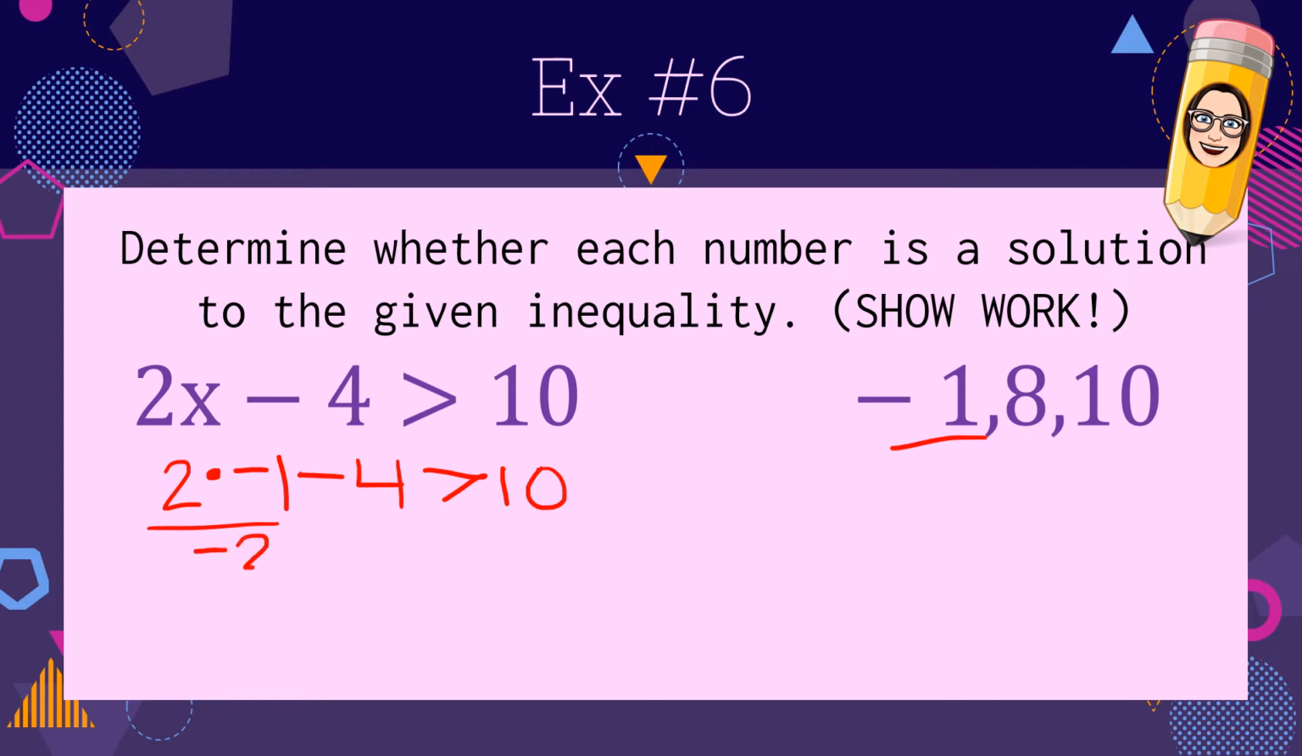2 times -1 is -2. -2 minus 4 is -6. Is -6 greater than 10? No. No negative number is bigger. That's a no-go. Let's try 8.